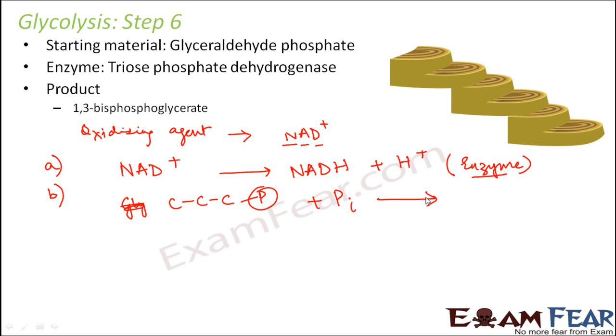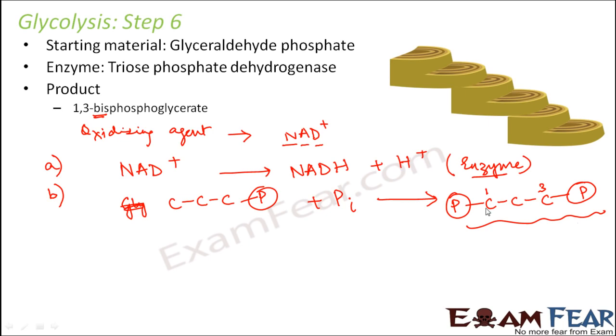So from there, one inorganic phosphate will be added to this compound to form the product. And what is the product? The product is 1,3-biphosphoglycerate. So that is again a 3 carbon compound, but here you have 2 phosphate groups. That is why the name biphospho. So one phosphorus was already there, one more phosphorus will get added. That is why 1,3-biphosphoglycerate will be formed. Right?